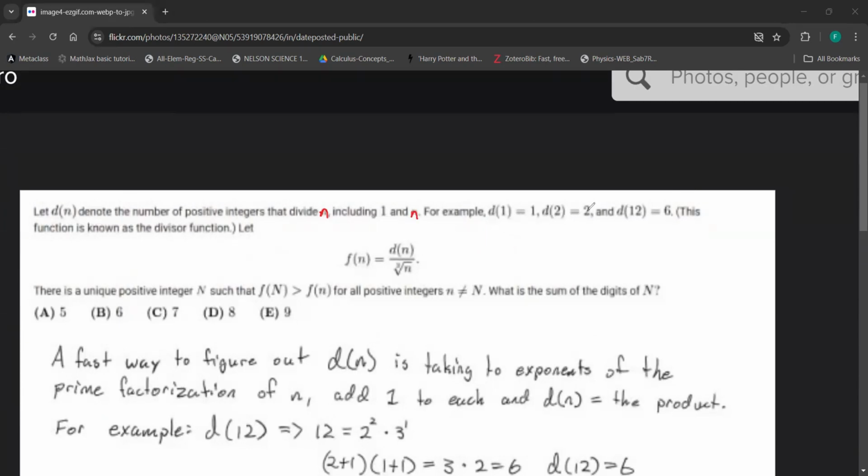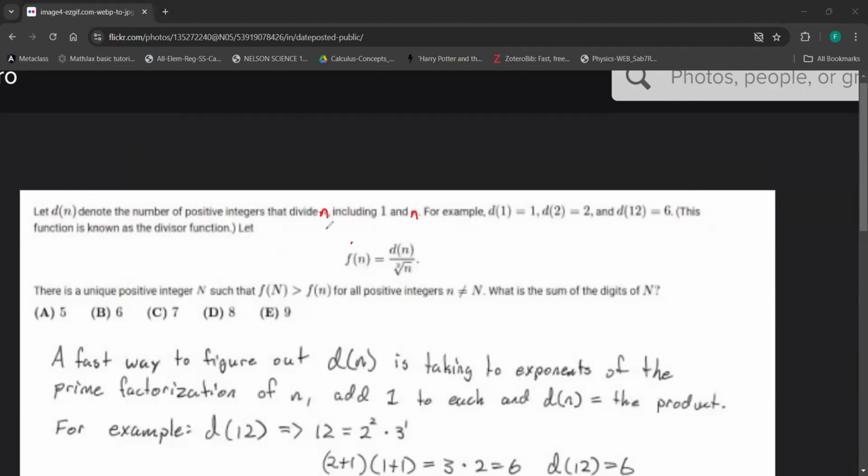D of 2 is equal to 2, right? 2 is equal to 1 times 2. That's two different numbers as its factors. So that's why it is equal to 2. And then D of 12 is equal to 6. So you have 1 times 12, right? You have 2 times 6, and you have 3 times 4. In total, this is 6 different factors. So that's why D of 12 is equal to 6.